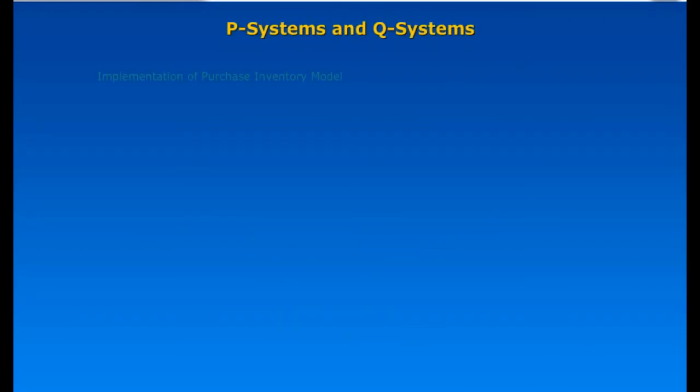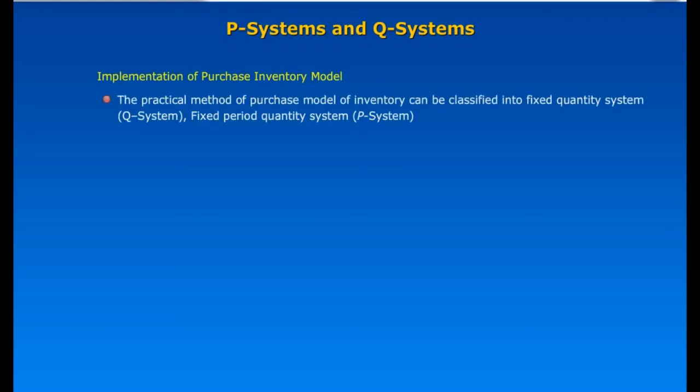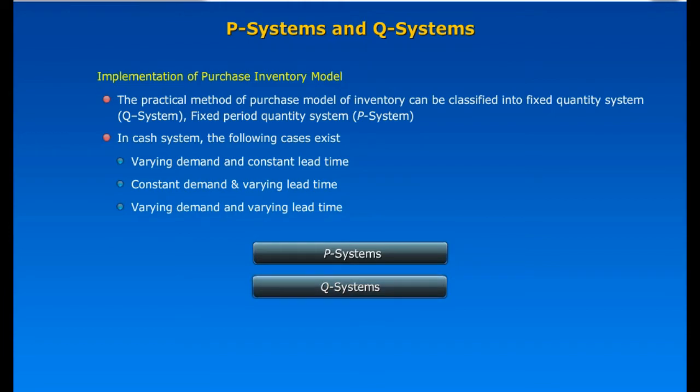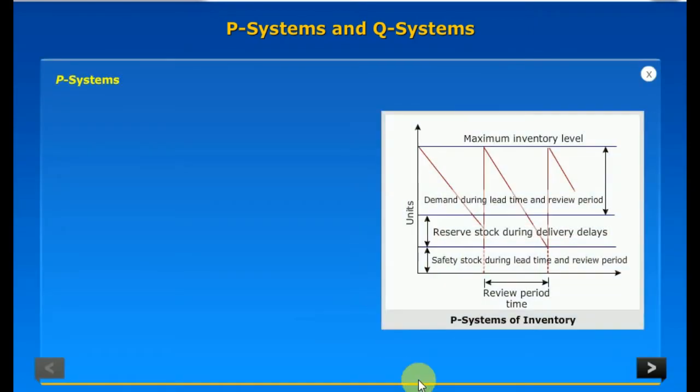P systems and Q systems. Implementation of purchase inventory model. The practical method of purchase model of inventory can be classified into fixed quantity system, Q system, and fixed period system, P system. In Q system, the following cases exist: varying demand and constant lead time, constant demand and varying lead time, varying demand and varying lead time. P systems, Q systems. Click each system's tab to learn more.